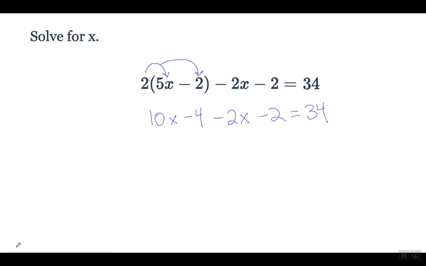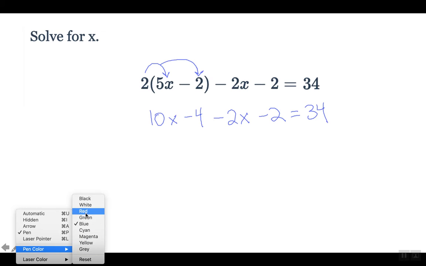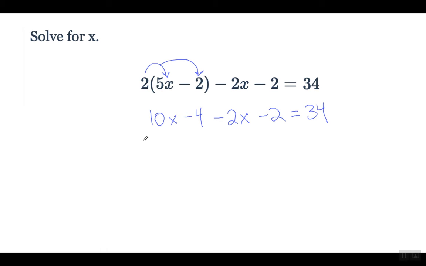Okay, now we got to combine like terms. So like terms means anything that has the same variable in the back of that term, as well as any numbers that are just by themselves. So for example, the first thing you should combine is 10x minus 2x. That's like saying 10 cars minus 2 cars. 10x minus 2x will give you 8x. And then right here, the negative 4 minus 2 is going to give you negative 6.